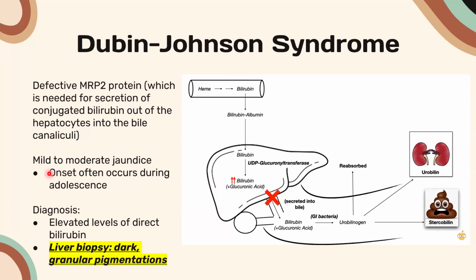And so these patients are going to have mild to moderate jaundice, and onset often occurs during adolescence. The diagnosis is going to be elevated levels of direct bilirubin, okay? Because when this bilirubin can't go into the duodenum, it's going to enter the bloodstream. When it enters the bloodstream and you measure the bilirubin levels, you're going to see an extremely elevated level of direct bilirubin. Now, because this conjugated bilirubin is accumulating inside the liver, if you do a liver biopsy for these patients, you're going to see dark and granular pigmentations inside the liver because the bile is now accumulating inside, okay?